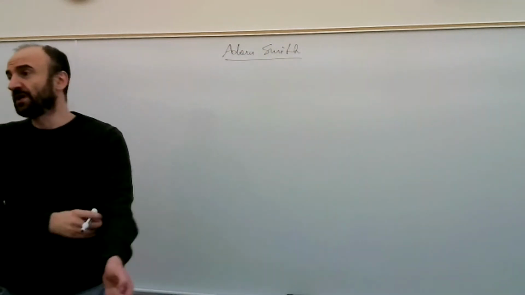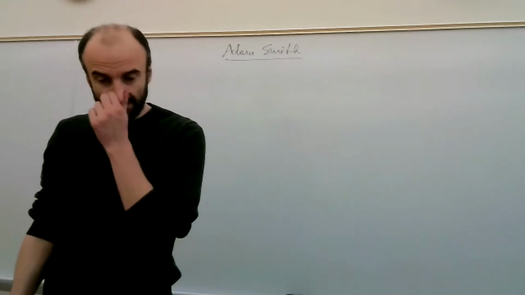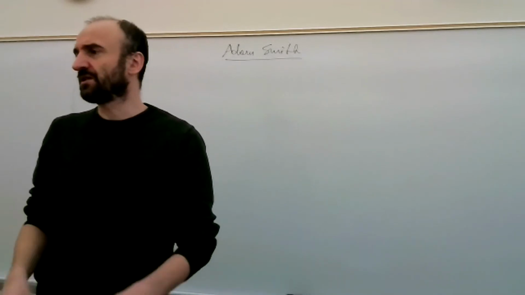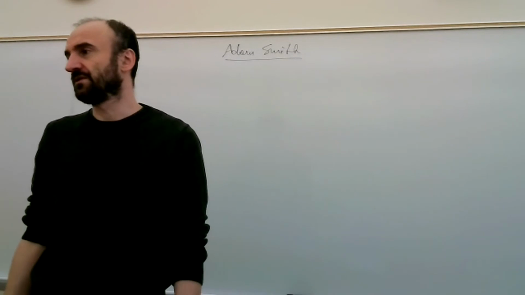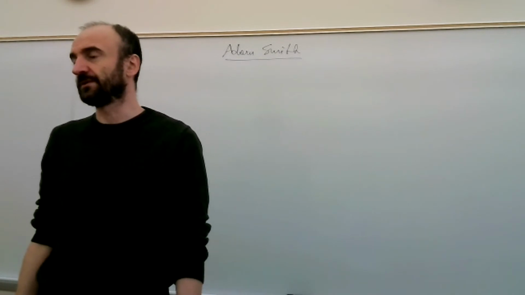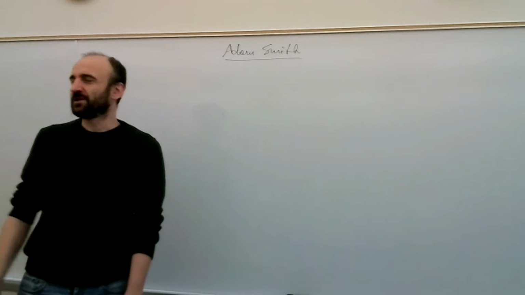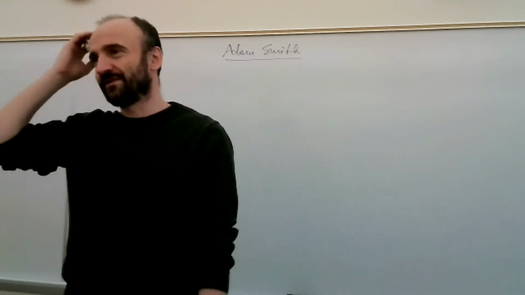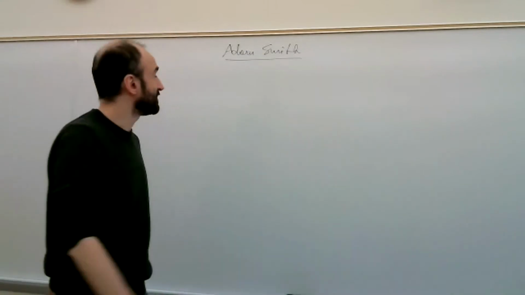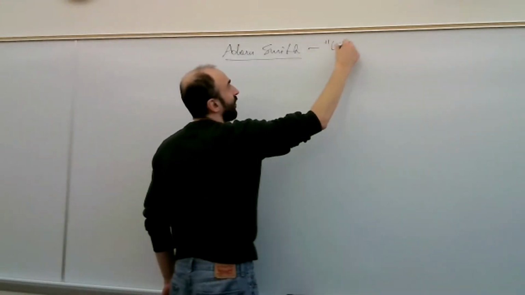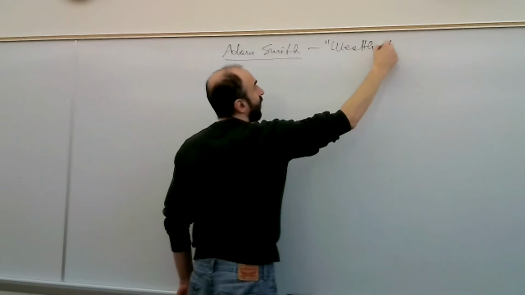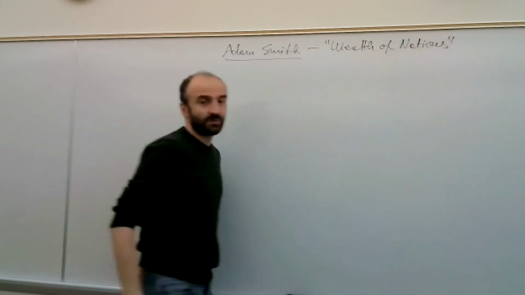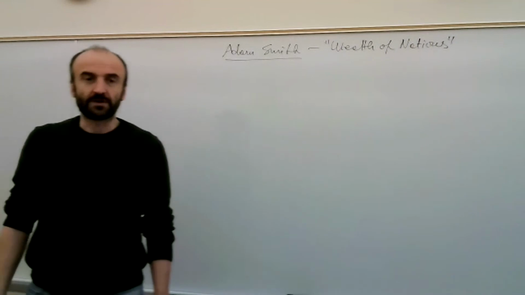The primary reason for that is that he was the writer of the first systematic economic treatise, a thick book called An Inquiry into the Nature and Causes of the Wealth of Nations, known in abbreviation as Wealth of Nations. So we're going to be talking about Adam Smith's economic theory pertaining to a couple of things.